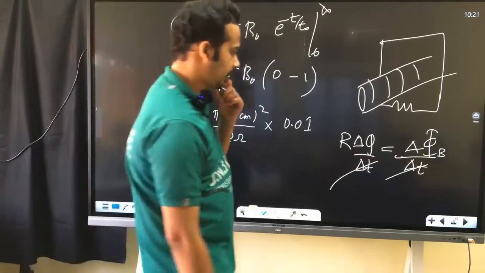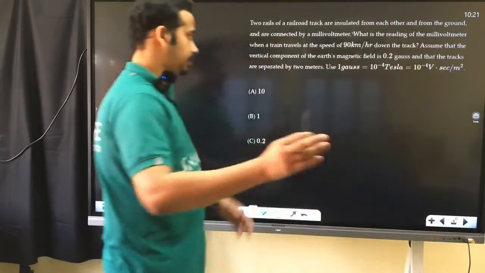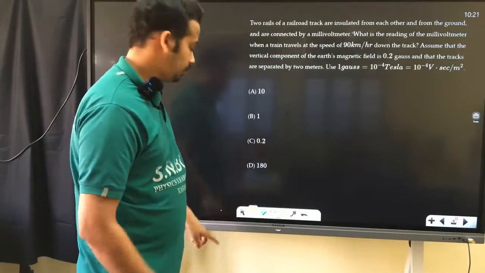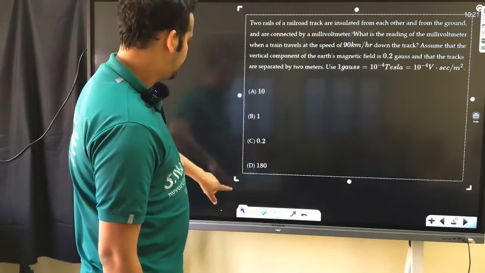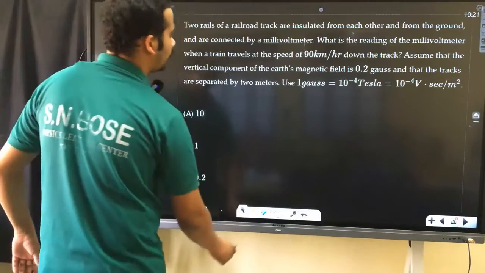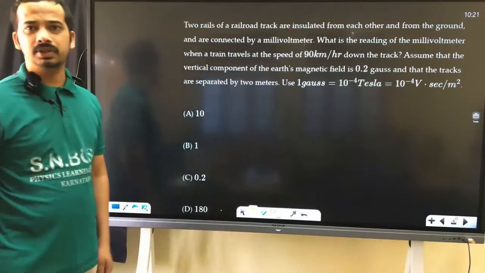Speak up. See that problem. That's why, until the exam, whenever you face any difficulty, you better go and solve Griffith's problems. It will be sufficient. Okay, speak up. Two rails of a railroad. This is a very frequent question in the JEST exam.